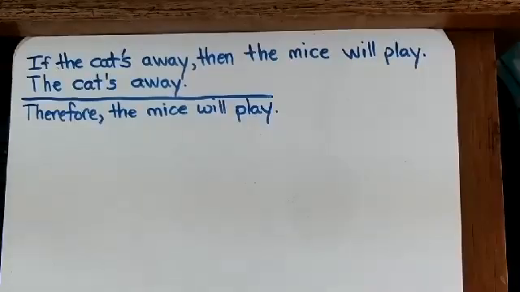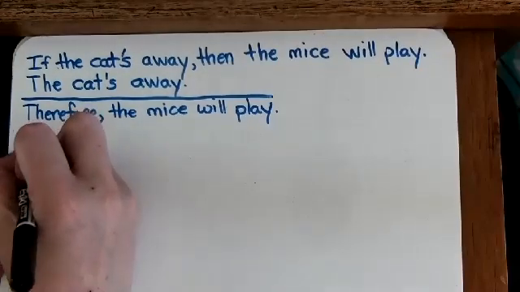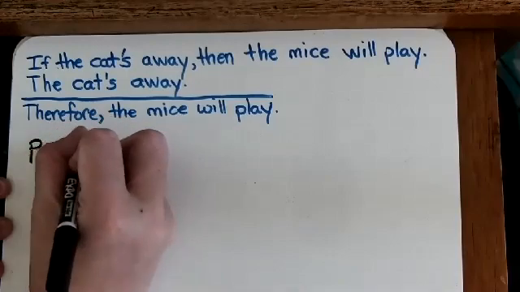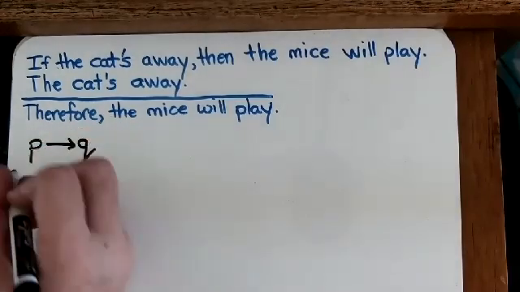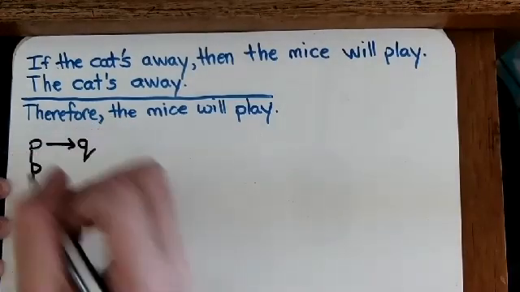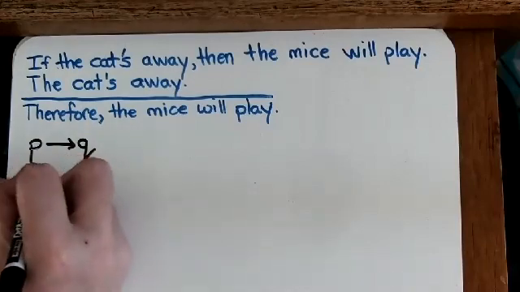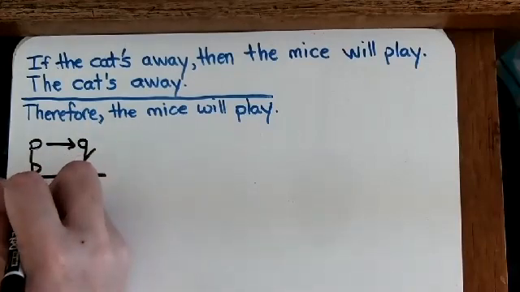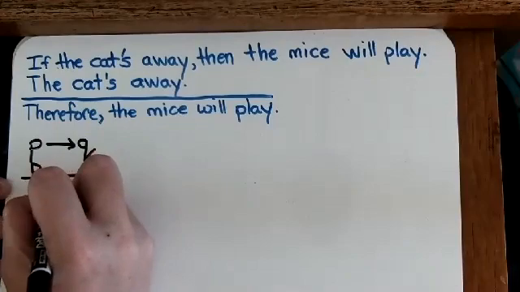All right, let's take a look at this argument. If the cat's away, then the mice will play. The cat's away. Therefore, the mice will play. Let's first write this argument symbolically. Symbolically, we have if P then Q, P, therefore Q.